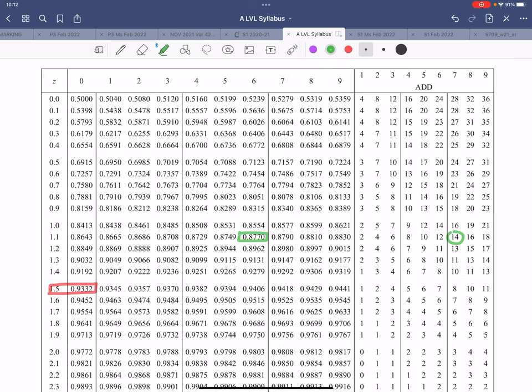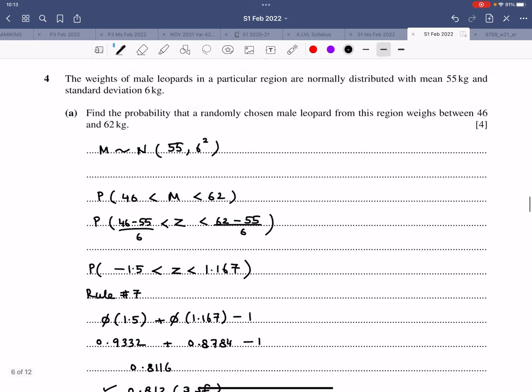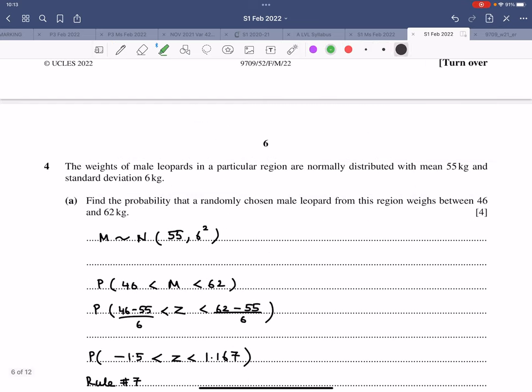This is 0.8784, and I think that one was 0.9332 minus 1. And the final answer is 0.8116. But round it off, that's 0.812, correct to 3 significant figures. So that's the answer for this part. So this is a question of normal distribution.